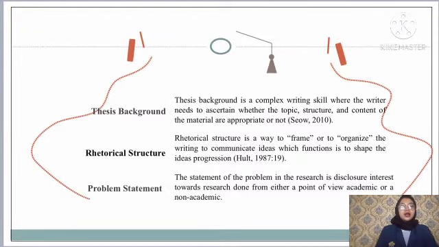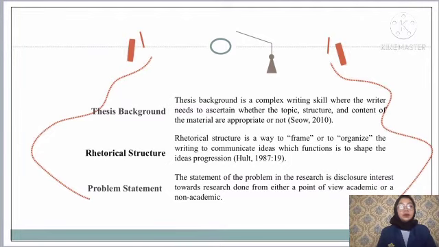In his research, the writer must be able to think especially about how to organize and express his thoughts, feelings, and ideas in a way that matches the reader's and vision's expectations. The next is about rhetorical structure. A rhetorical structure is a way to frame or organize writing to communicate ideas, whose function is to shape the progression of ideas, by Holt.